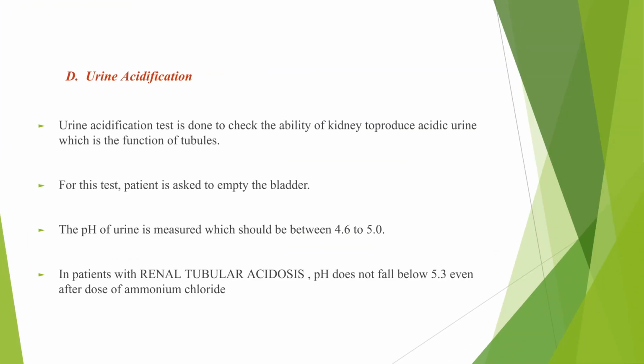The urine acidification test checks the tubule's ability to produce acidic urine, typically between pH 4.6 and 5.0. In renal tubular acidosis, the pH remains above 5.3 even after ammonium chloride administration. This image provides an overview of various kidney function tests, including serum markers, clearance tests, and tubular function tests.